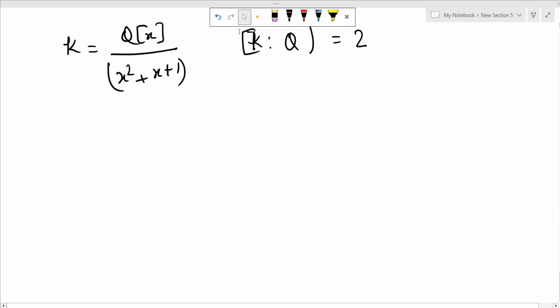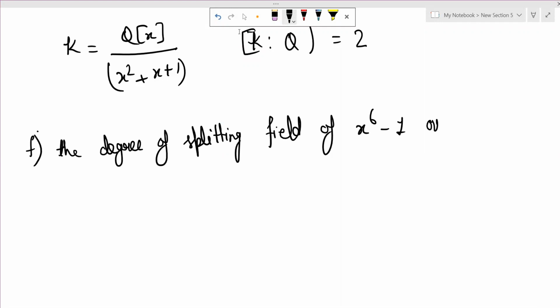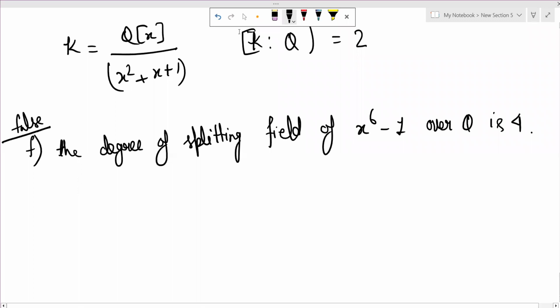So the next part is: the degree of the splitting field of x to the power 6 minus 1 over Q is 4. So this is a false option, because I already proved in part E that the degree of extension is 2, so it cannot be 4.